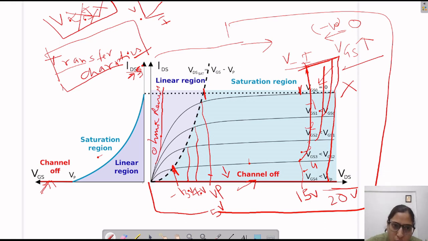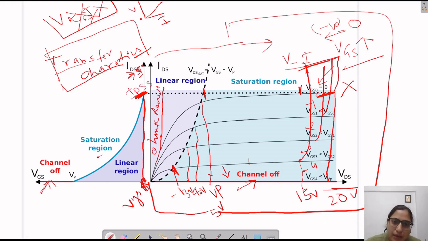This is the value of VGS. When VGS is 0, this point is 0. When VGS is 0, we are getting the maximum current, IDSS maximum. Here also we can see that when VGS is 0, in the first case we are achieving the maximum saturation current. Similarly, here also when VGS is 0, this is the 0 point for VGS, so we are getting the maximum IDSS.